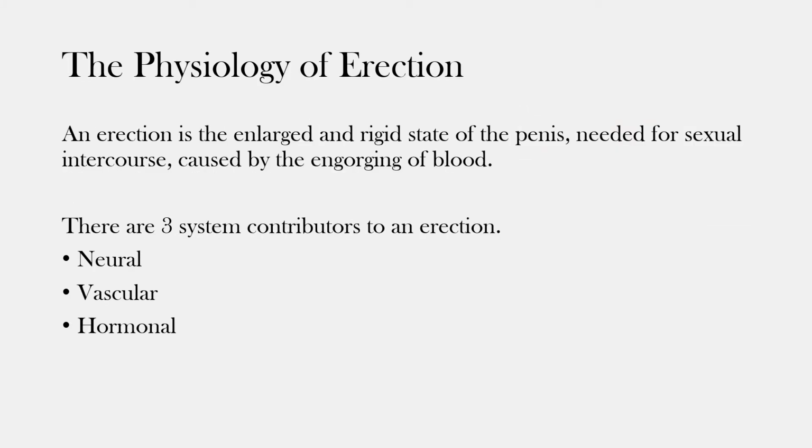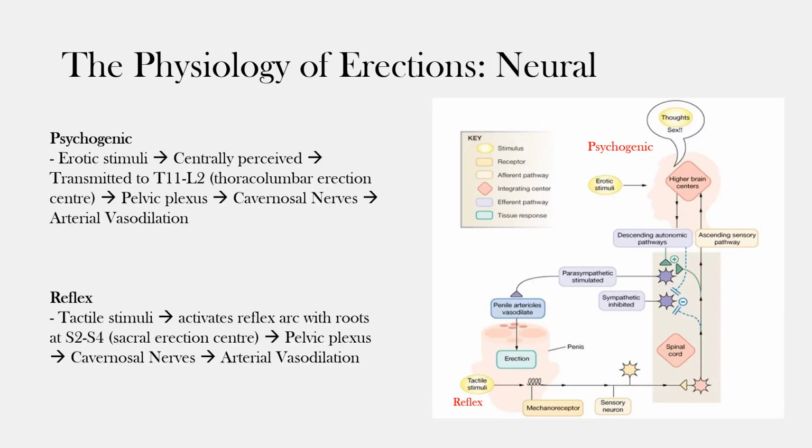Okay, an erection is the enlarged and rigid state of the penis. It's needed for sexual intercourse and is caused by the engorging of blood, specifically within the corpus cavernosum. There are three contributors: the neural supply, the vascular supply, and a hormonal influence. We'll go through all three of those briefly. The neural supply of the penis affords two types of erection, I guess. There's the psychogenic and the reflex erection. I've included both of these here with a brief summary of their pathways, and the picture on the right goes through it as well.